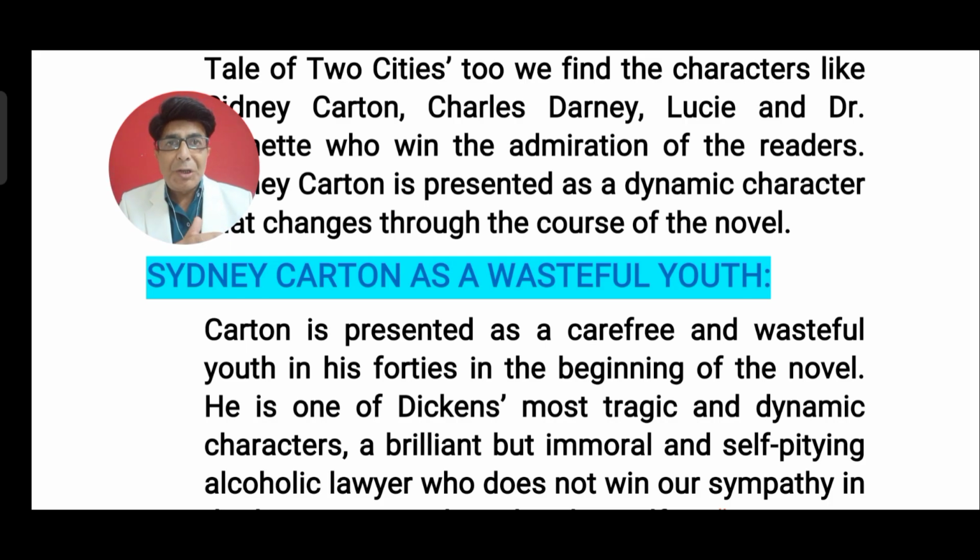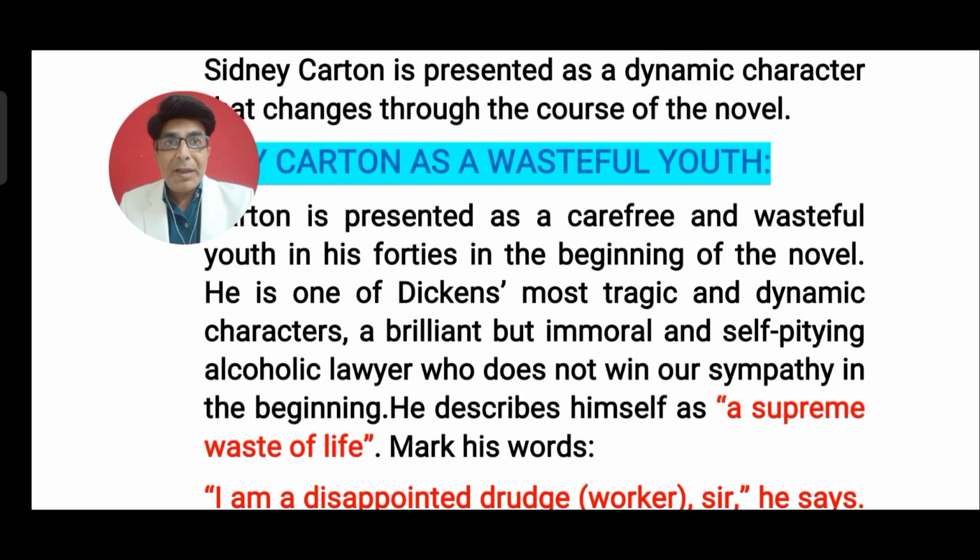In one of my previous videos I have discussed two types of characters, flat characters and dynamic characters, round characters. So Sydney Carton is a kind of a round character who changes with the course of time in this novel. In the beginning, he has been presented as a carefree, wasteful drunkard, in his 40s, but later on, from this carefree approach to life, he becomes a serious character. So how do we find him in the beginning? We find him in the beginning of this novel as a wasteful drunkard in his 40s.